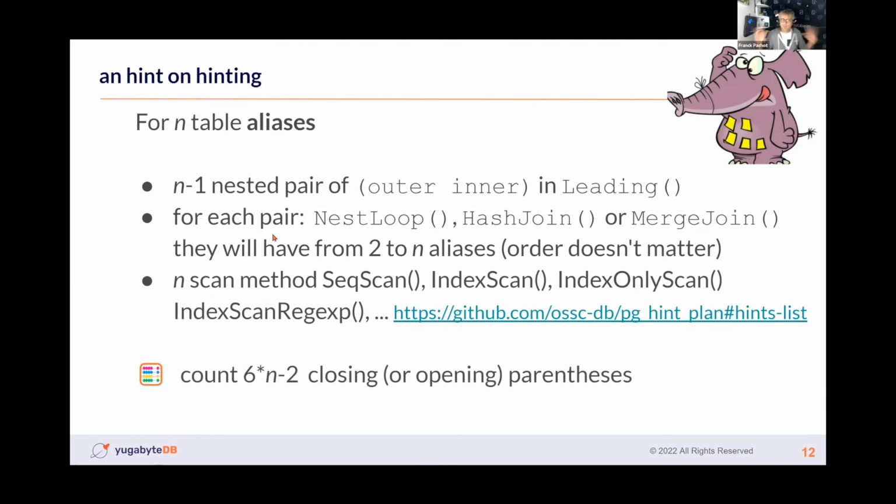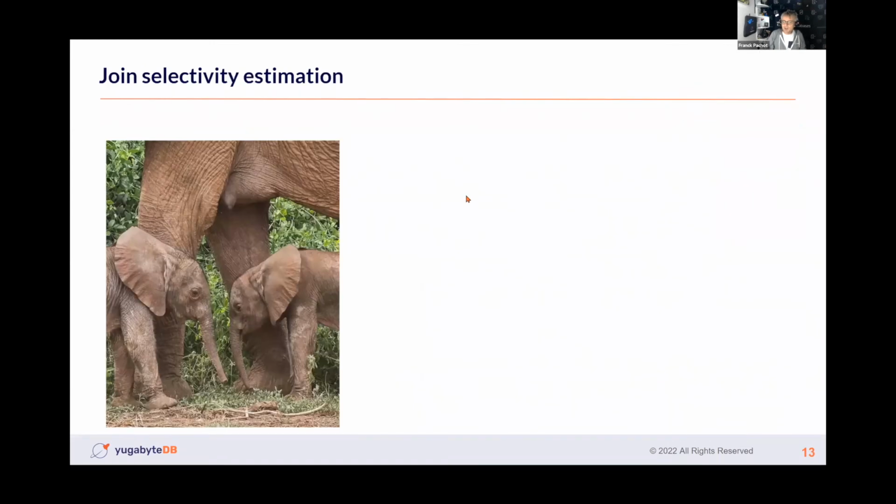So basically, if you want to be sure that you have fully hinted a plan, rather than looking at the plan because you may just be lucky, you count the parentheses. And if you find 6 times n minus 2 closing parentheses, or you can count the opening ones because of course they need to be balanced, then if you have this number, probably you have fully hinted the join method, direction, order, and access path to each of them. Just keep that in the slides when you need it to be sure. And something else that we can do with hints. So those were really about hinting the access path to the data.